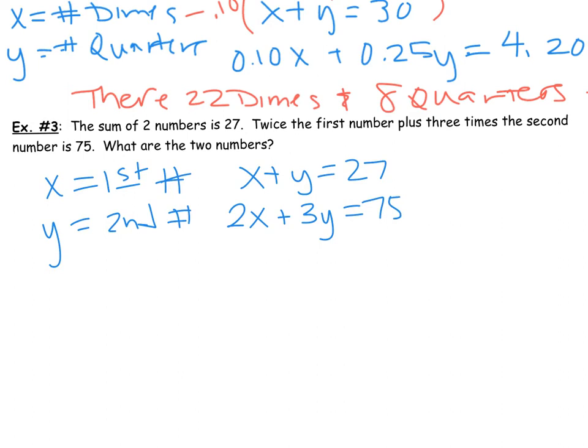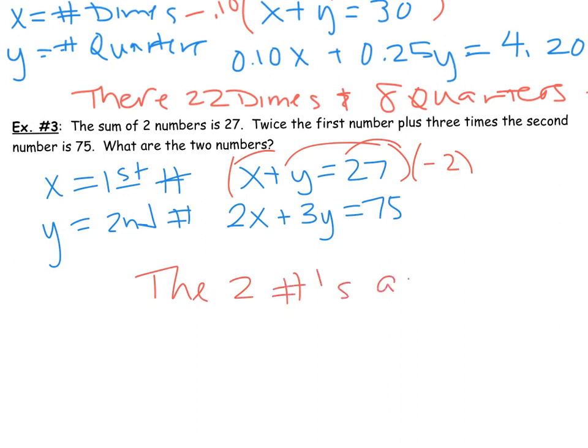So you can do substitution or elimination. I actually did elimination. I just went ahead and multiplied this one by -2 and solved, and when I solved, my answers were, the two numbers are 6 and 21.